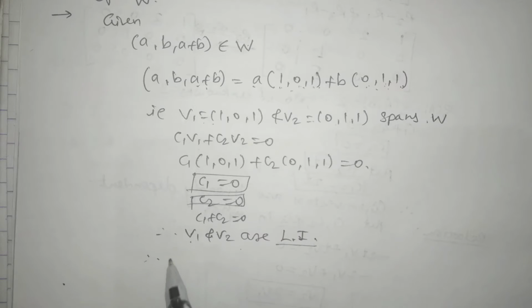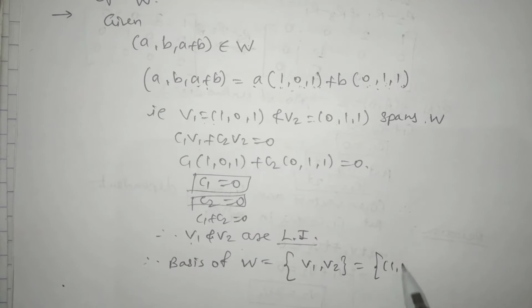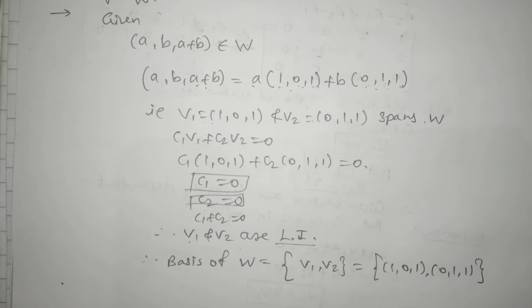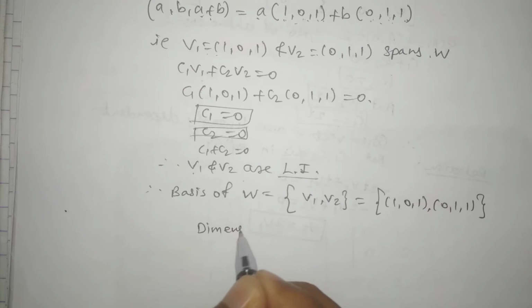Therefore the basis of W is the set of elements v1 and v2, that is, the set of elements (1, 0, 1) and (0, 1, 1). Okay, and what is the dimension? Dimension of W.